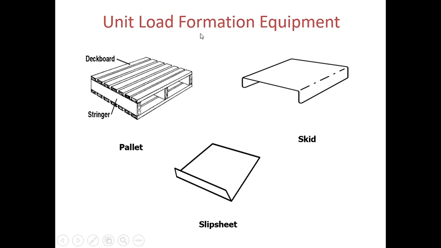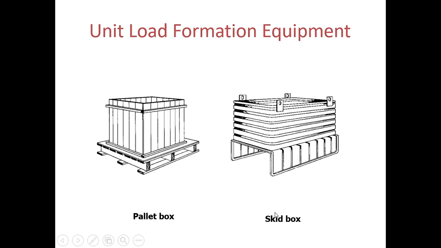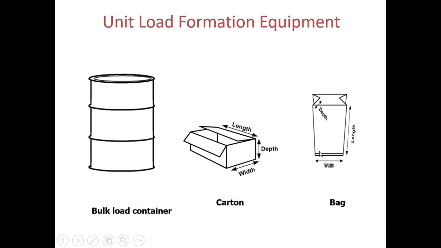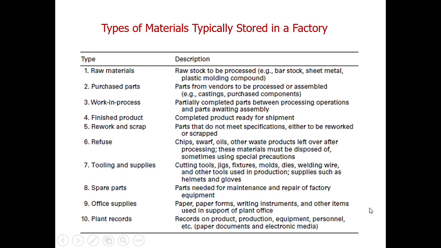In unit load formation equipment, there are equipments like pallet. So this is pallet, skid, slip sheet, pallet box, skid box, tote pans, these are crates, bulk load container, then this is a carton, bag. So there are different types of materials. So this slide basically highlights different types of material.